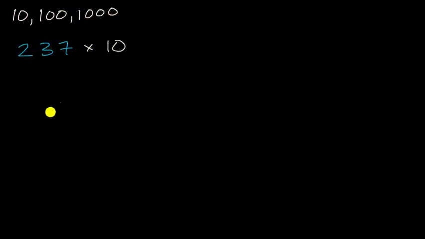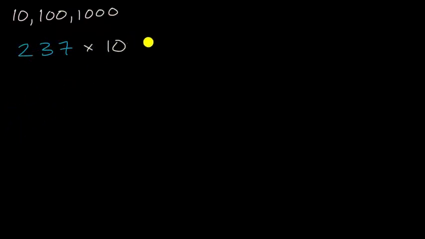In this video, we're going to think about what happens when we multiply or divide by 10, 100, or 1,000. So let's just start with an example. Let's say we want to figure out what 237 times 10 is. Pause this video and see if you can have a go at it.